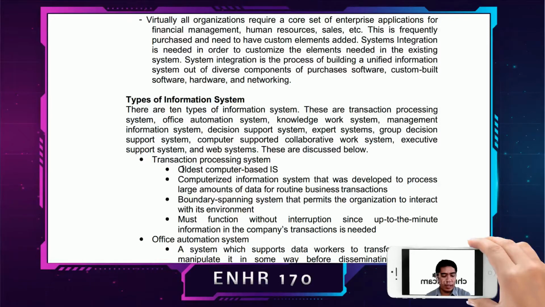When you buy, they no longer write it down, and the receipt is generated automatically. Before, the receipt was written by hand. But through this computerized transaction processing system, the daily sales of an organization that sells a product or service are stored in their computer, and they could easily access how much they sold, daily, monthly, or annually. So, the computerized information system was developed to process large amounts of data for routine business transactions.